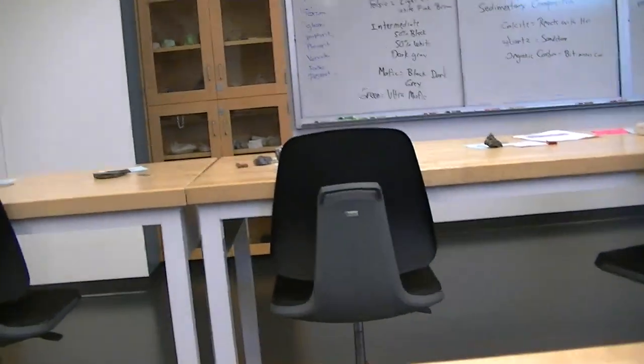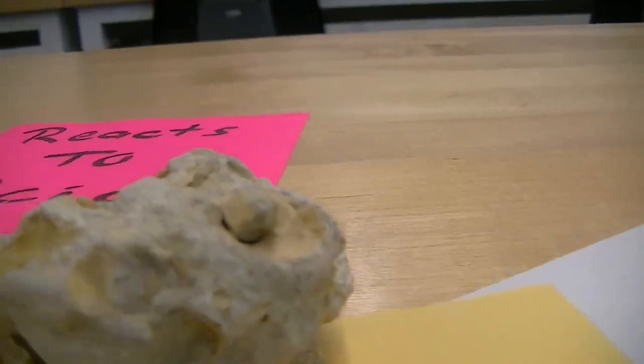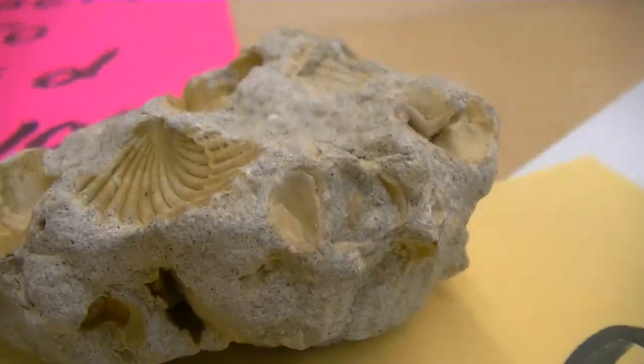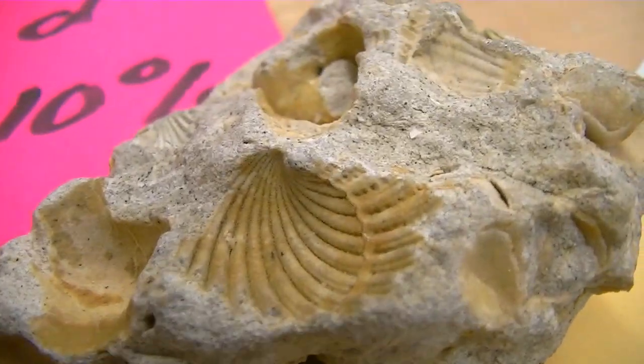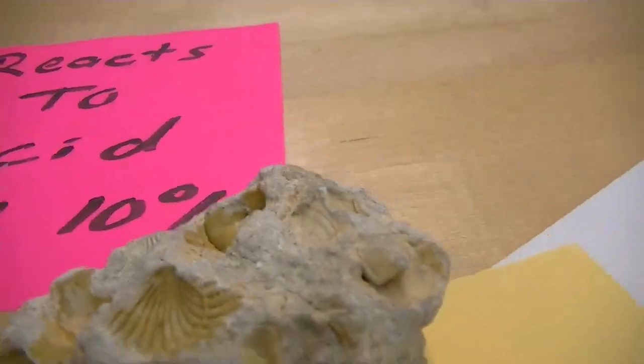And then this next rock here reacts to acid. So this is a carbonate. This is a limestone. And because of all these little fossils in here, we call this fossiliferous limestone. A lot of fossils in this, very apparent.